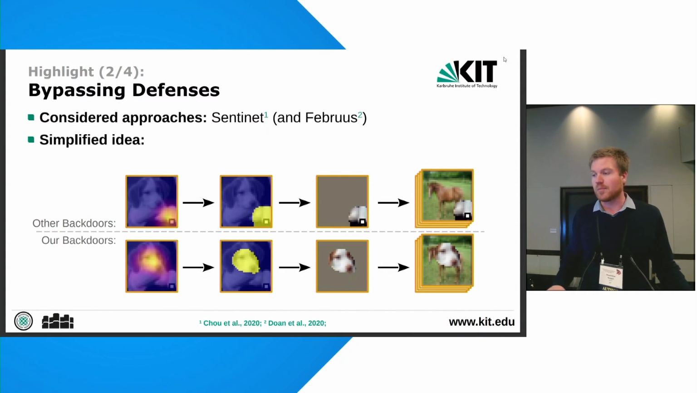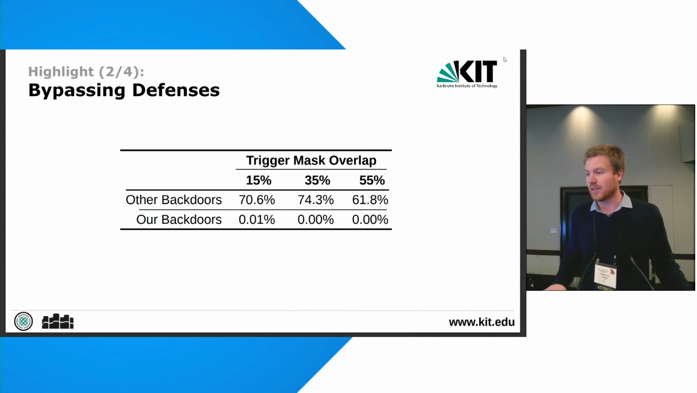And we also add some tables to our paper. The first one shows that the trigger is not highlighted in our explanations. So in other backdoors, this is about 70%, depending on the threshold, between 15 and 55%. And our backdoors do not highlight the trigger at all, basically.